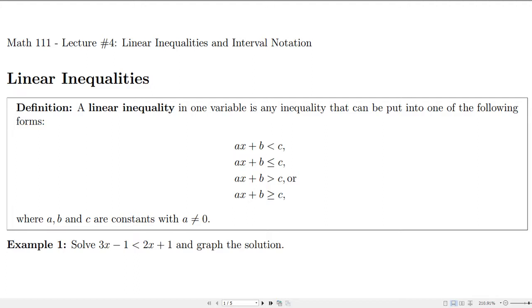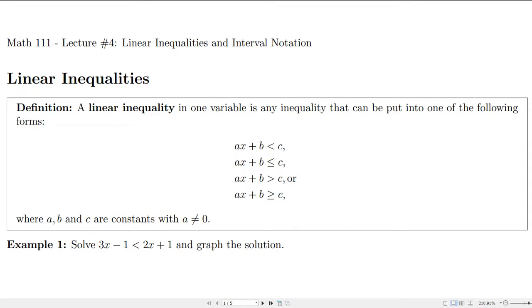Okay, so in lecture 4, we're going to talk about linear inequalities and interval notation. A linear inequality in one variable is an inequality that can be put into one of the following forms. It's just like a linear equation, except we're going to introduce inequalities: ax + b < c, ax + b ≤ c, ax + b > c, or ax + b ≥ c. Same form as linear equations, just inequalities.